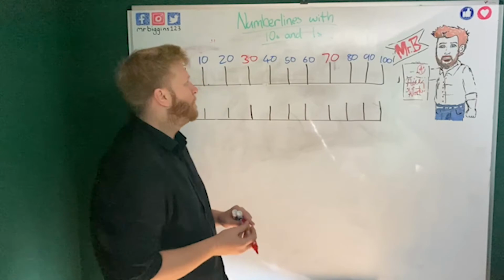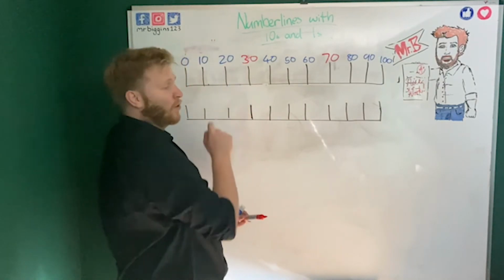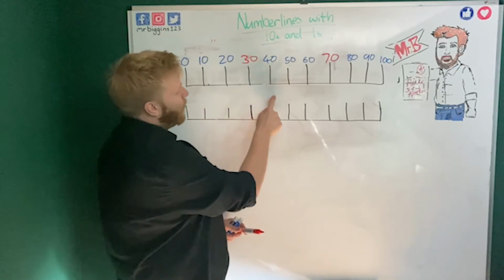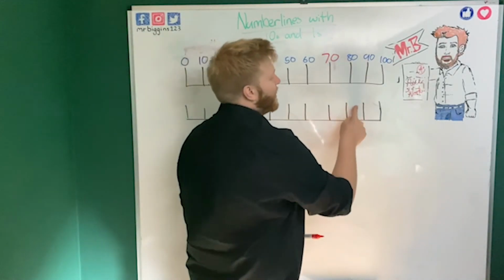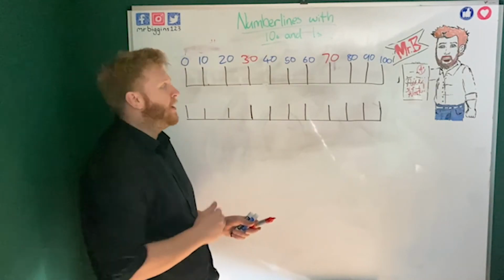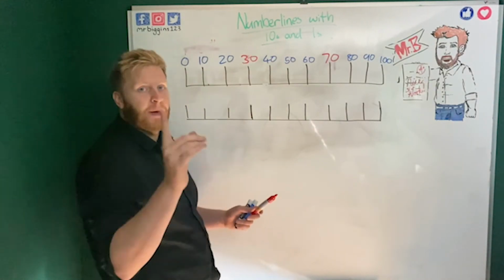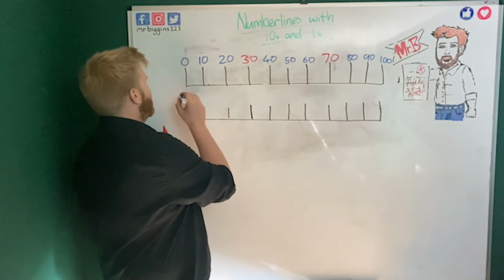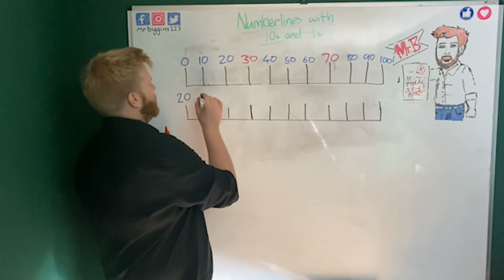Now let's have a look. These two number lines look the same because they are. They have 1, 2, 3, 4, 5, 6, 7, 8, 9, 10 intervals, 10 gaps that we are going up in. So these number lines at the minute are very similar. However, watch what happens here. I'm going to put on my numbers.